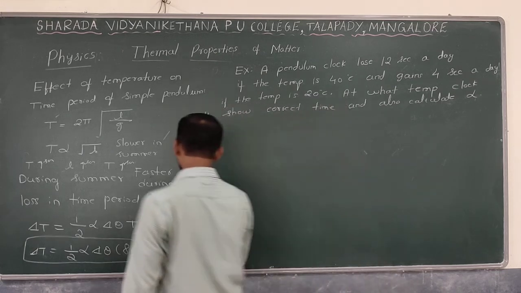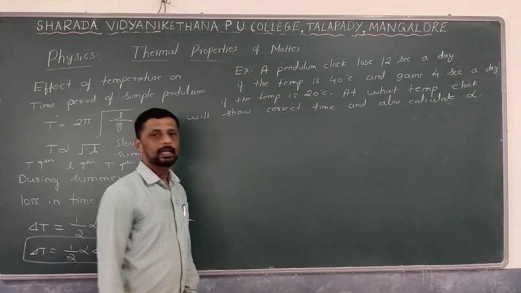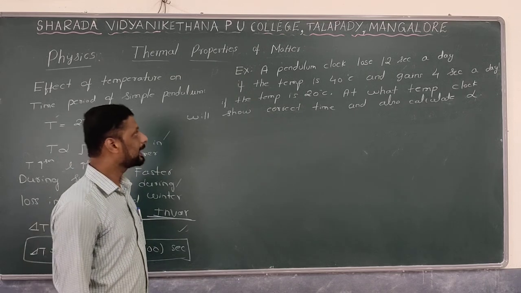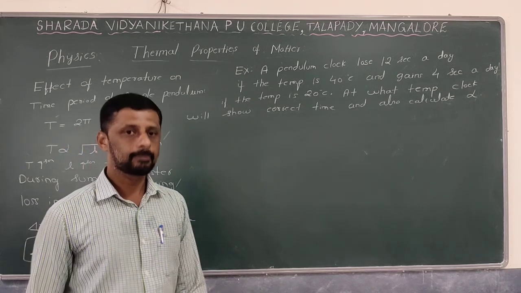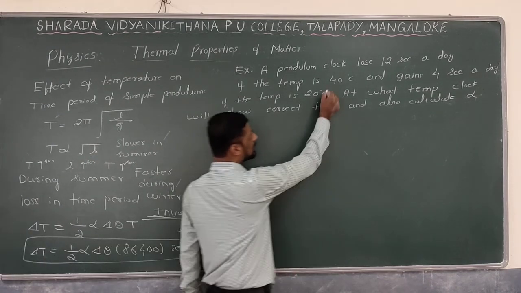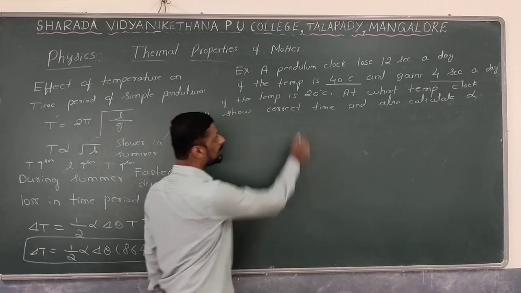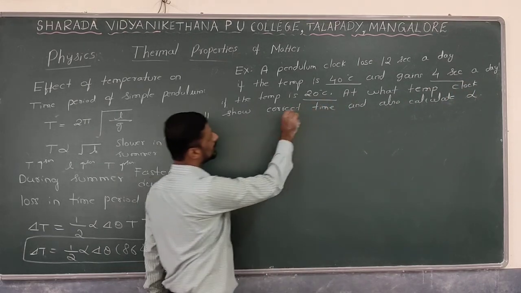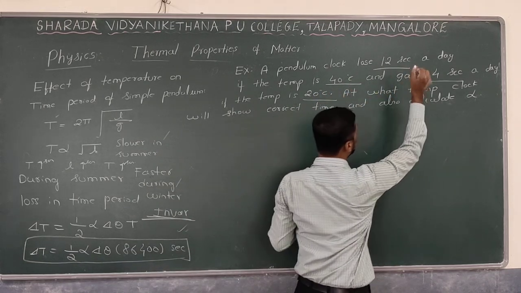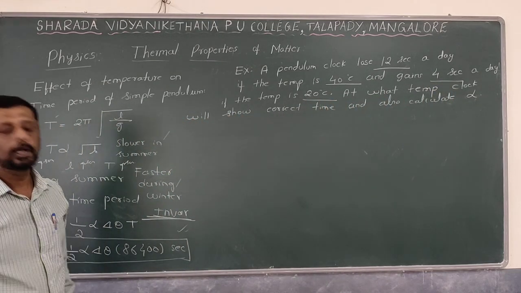So next, based on this formula, there is a problem. A pendulum clock loses 12 seconds in a day when the temperature is 40 degrees Celsius, and it gains 4 seconds in a day when the temperature is 20 degrees Celsius. At what particular temperature will the clock show the correct time? So when the temperature is increased to 40 degrees Celsius, it loses 12 seconds, and it gains 4 seconds when the temperature is decreased to 20 degrees Celsius from the normal room temperature.